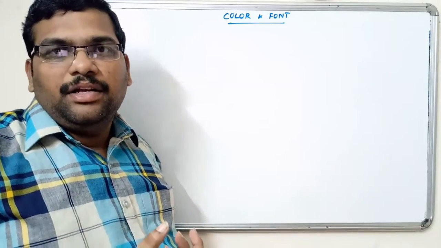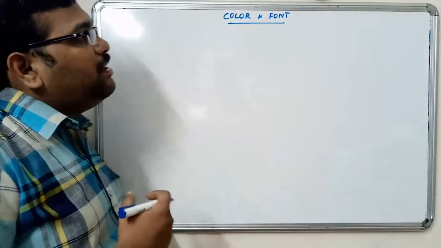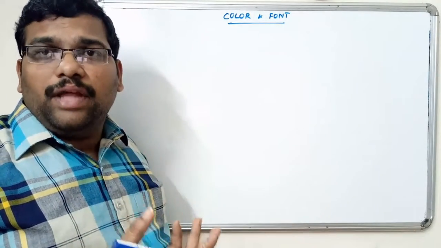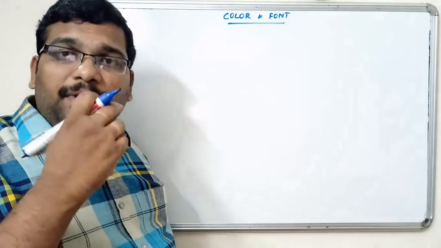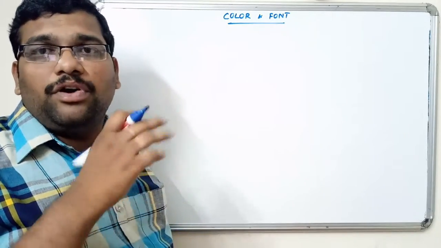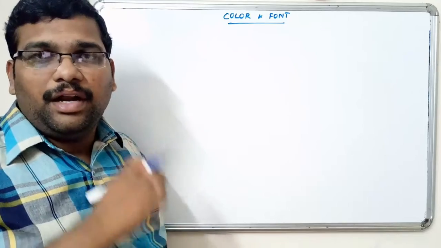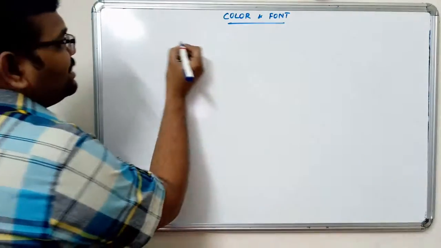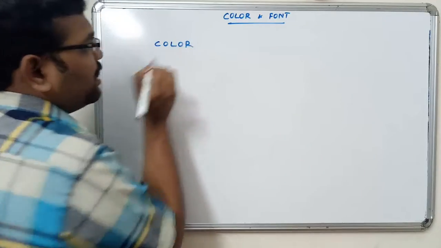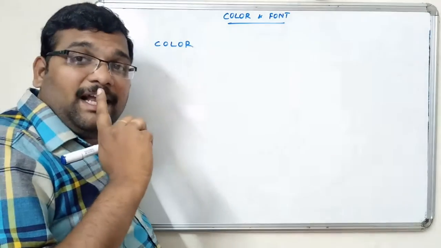Color and font give the look and feel for the text. In the applet we can insert some string, and we can apply the font size, font style, and also the color which we want to display on the screen. For this there are classes called the color class and the font class. First let us deal with the color class.